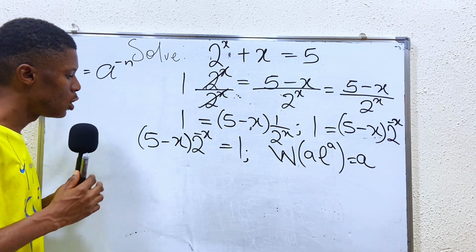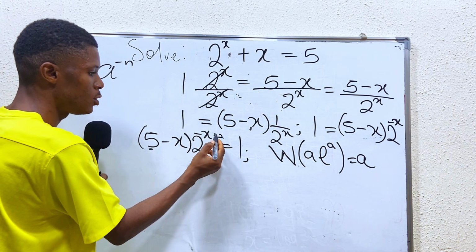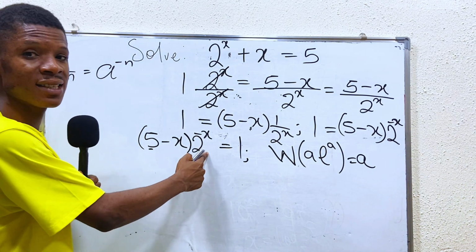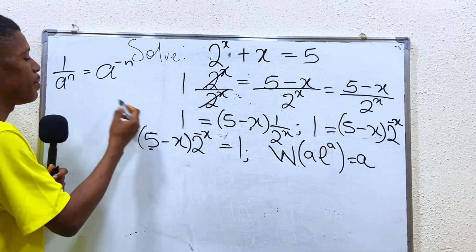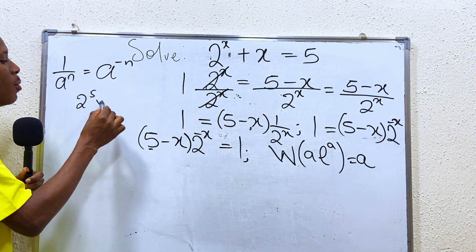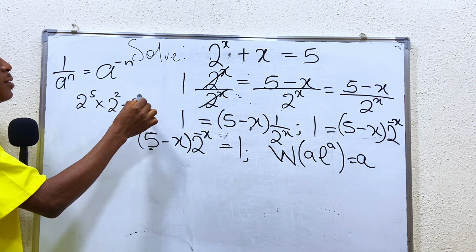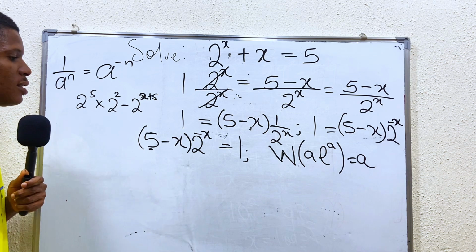So let's solve. We need 5 up here. We need to add 5 here. So what do we do to add 5 here? Remember that this is exponent. To add 5 here simply means that we multiply by 2 power 5. Because in indices, once you are multiplying in the same base, you just have to keep the base the same and add the powers. That's how indices work.